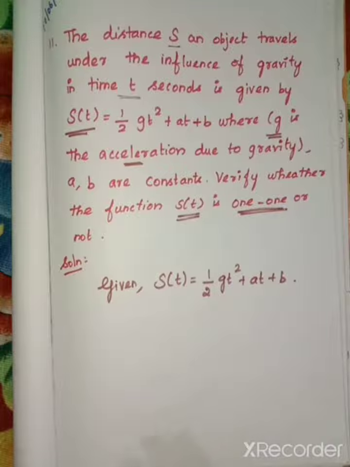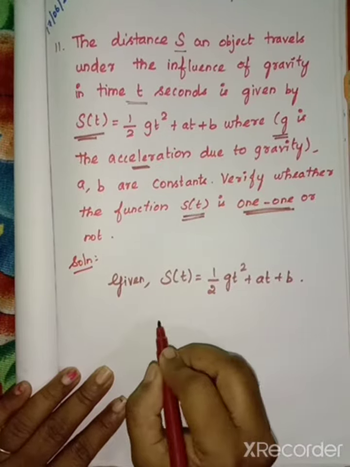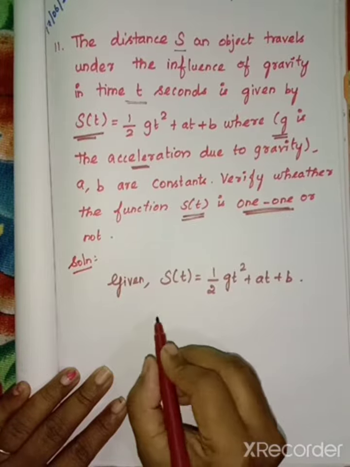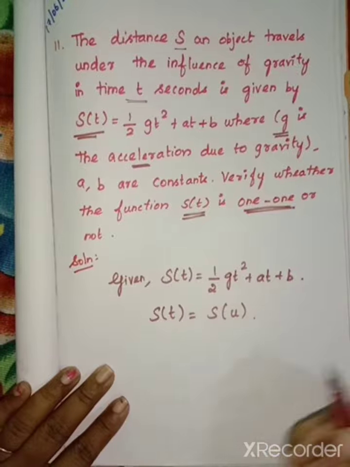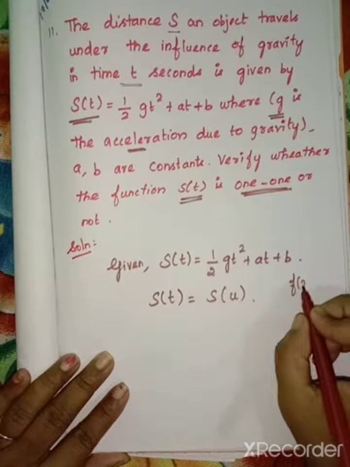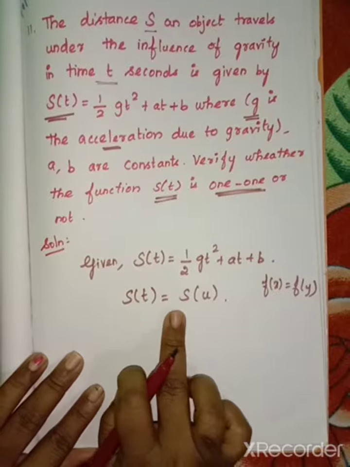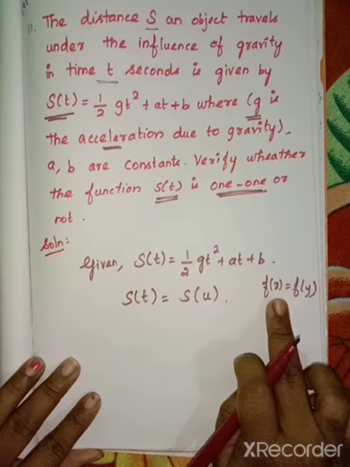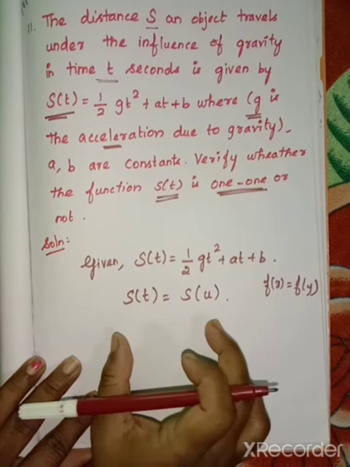Likewise, here S of t is mentioned. So here, in place of f of x equal to f of y, we can take S of t equal to S of u, because the variable alone we want to be different. Likewise, here also we have changed t to u. Again, I repeat.